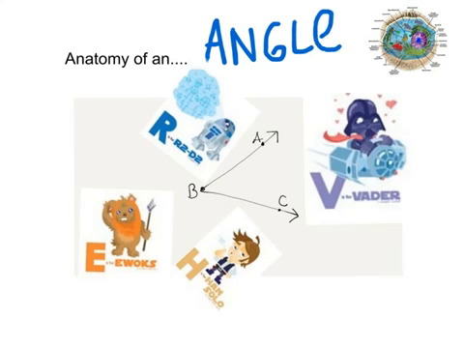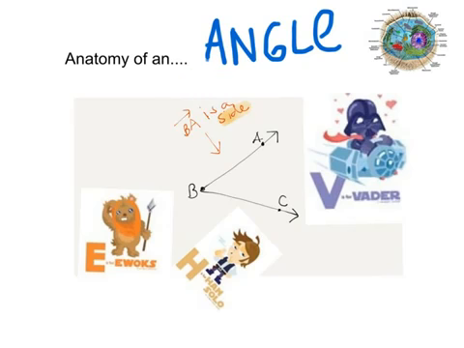Okay, some important parts of an angle. First of all, an angle is made up of 2 parts. If I take R2-D2 off and I take Han Solo off, it reveals our 2 sides of an angle. So the vocab word here is side. The side of an angle is a ray, BA and BC.